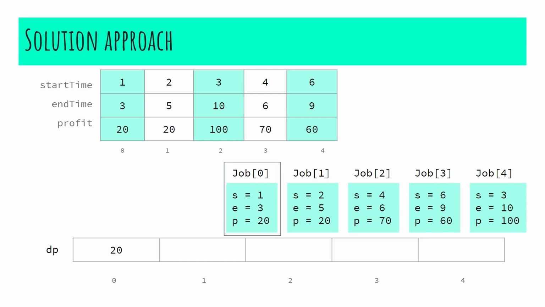Now we'll create another array called DP. And I'm going to initialize the first value of the DP array as 20, which is nothing but the profit obtained by performing the first job.